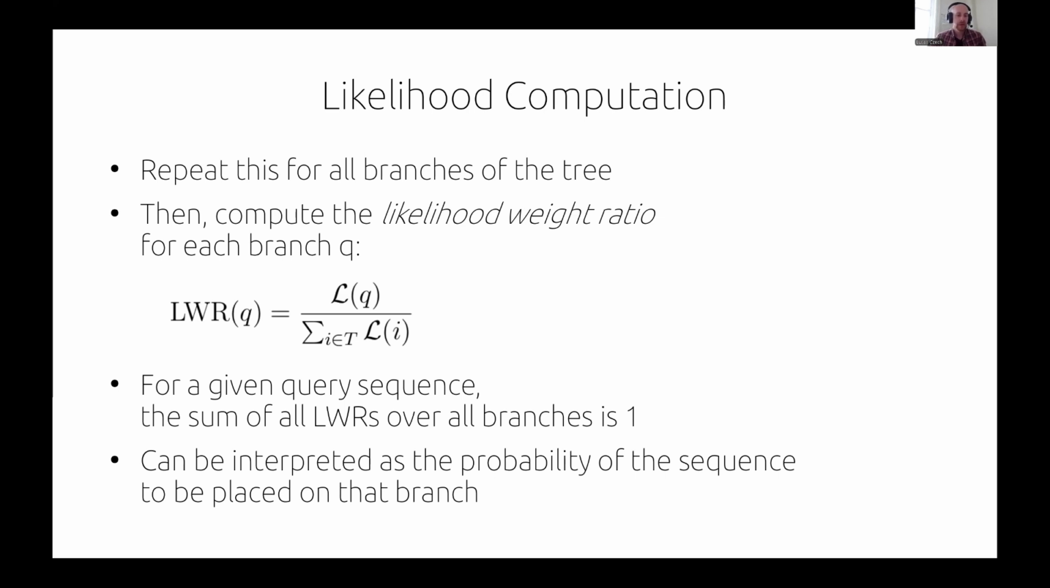And we can compute their ratio, which is called the likelihood weight ratio for each branch along the tree, which is basically just we take the likelihood of the sequence being placed on that particular branch divided by the sum across all branches. And so this is basically just a normalization that sums to 1 for all branches. And that can be interpreted in a way as a probability of the sequence to be placed on a branch.